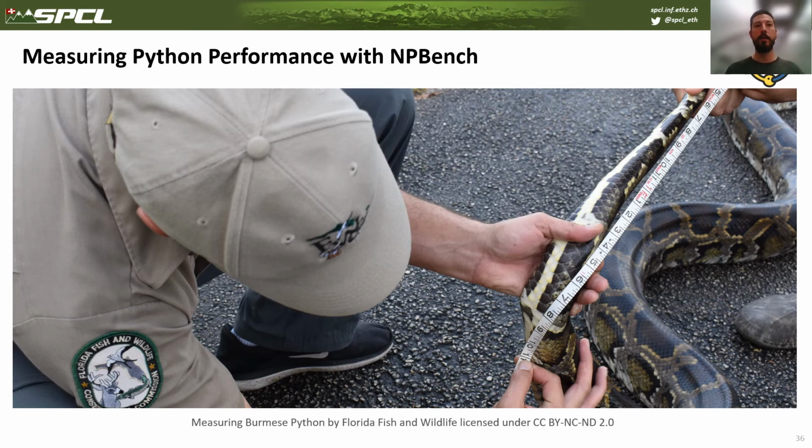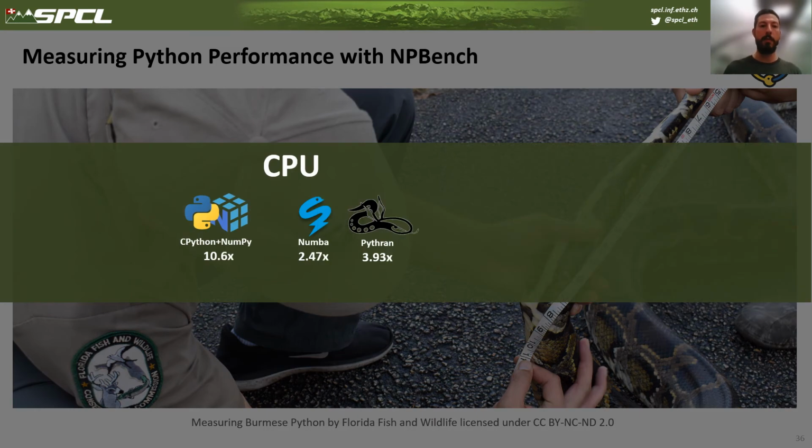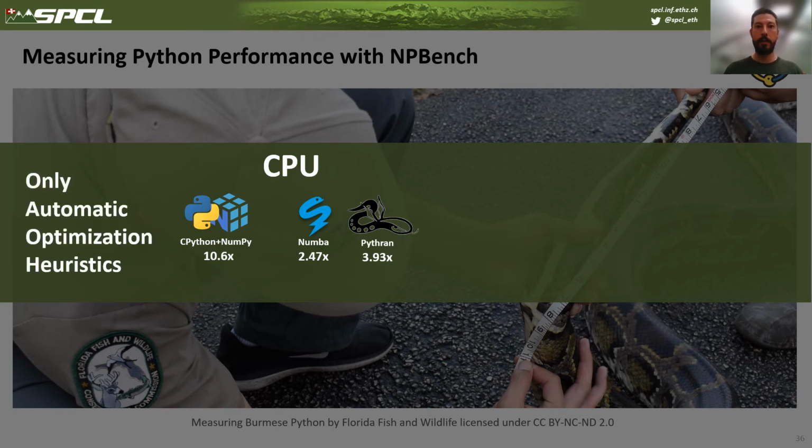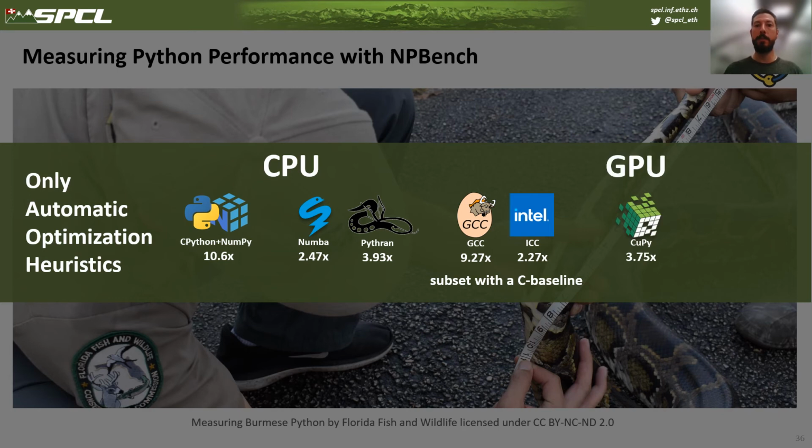Now, going over every single code will take too long, so I will just give you the summary. On CPU, DaCe is more than 10 times faster than the reference CPython interpreter, but it's also about 2 times faster than NumPy and almost 4 times as fast as Python. And this is always with automatic optimization heuristics. There is no manual tuning or optimization. Furthermore, for the subset of samples where there is equivalent C code, we compare against GCC and ICC. And we find that DaCe is 9.3 and 2.3 times faster respectively. Now on the GPU, DaCe is 3.75 times faster than CuPy.